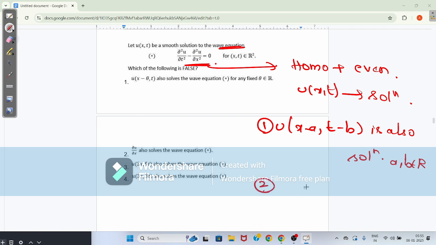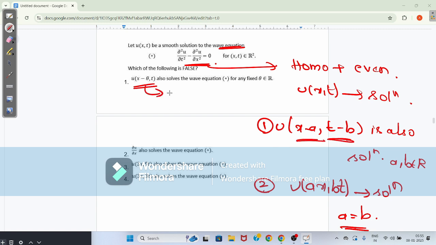The second condition is u of ax comma bt. This will have a solution if and only if a is equal to b here. This is in the form of x minus a, t minus b here. So this is the correct statement here. Here a and b are not equal. Since these two are not equal, this is the wrong statement. Here both are equal, no need to check, only one option is correct. So this is the false statement that we have.